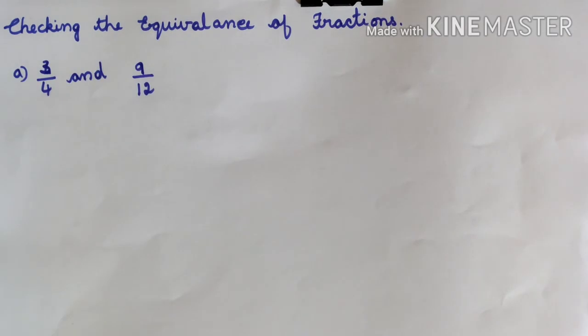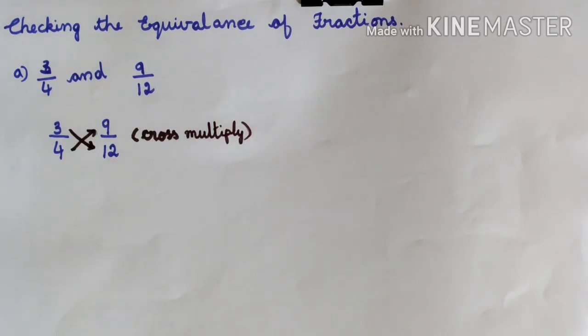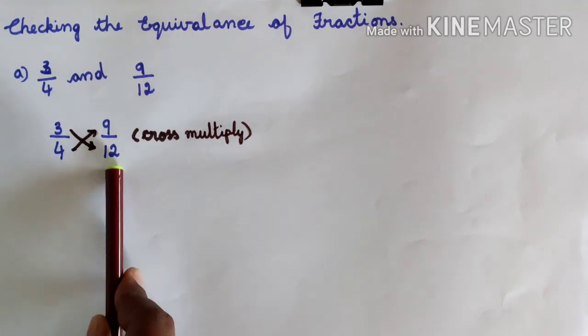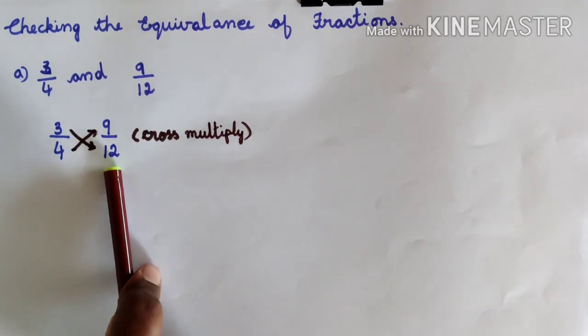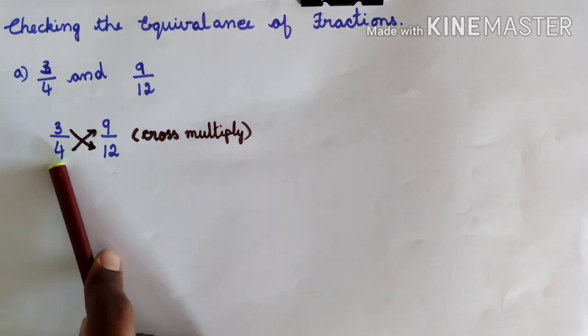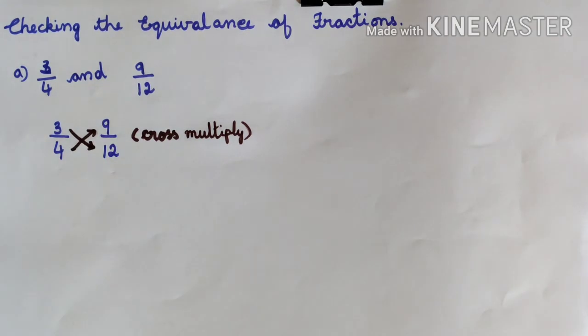The first example given in the reader is 3/4 and 9/12. To check the equivalence of the fractions, write both the fractions side by side this way and cross multiply. What do you mean by cross multiply? Cross multiplying means multiplying the numerator of the first fraction by the denominator of the second fraction and multiplying the denominator of the first fraction by the numerator of the second fraction. That is called cross multiplying.